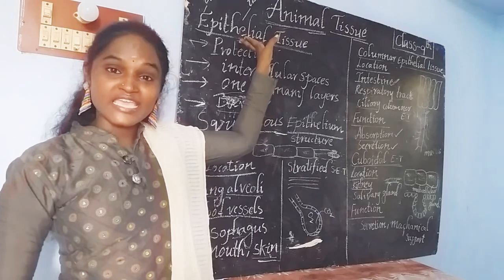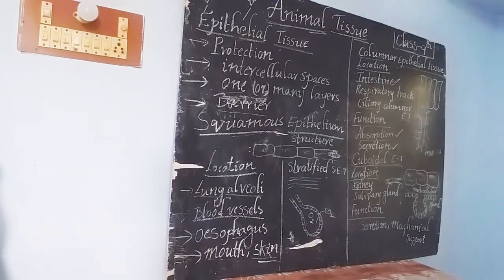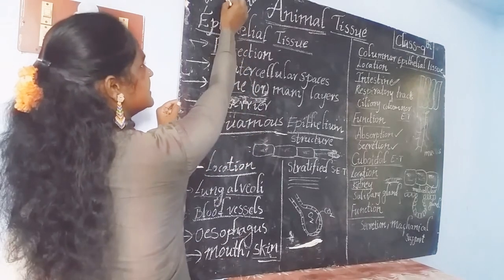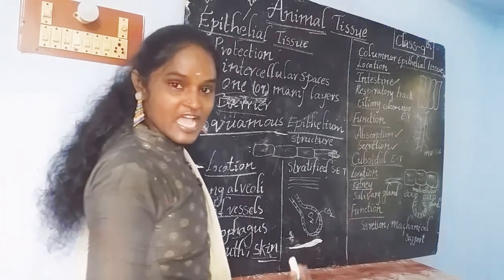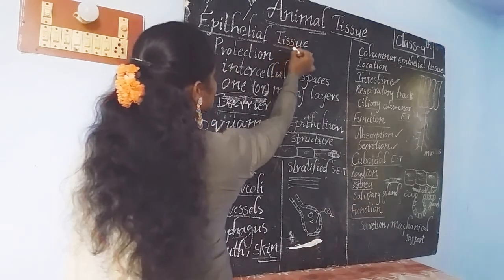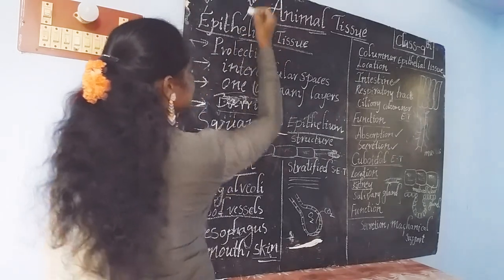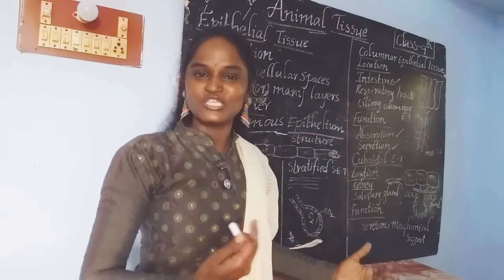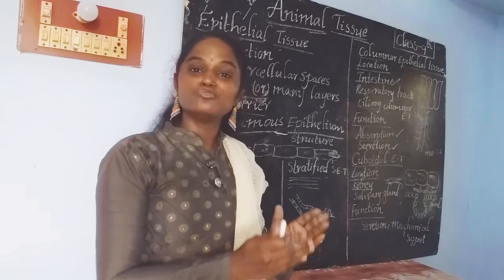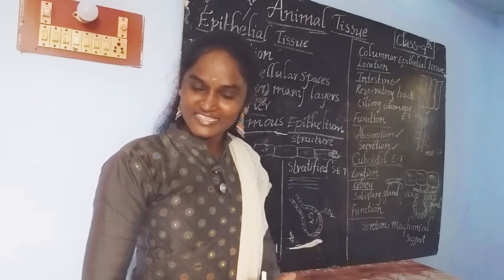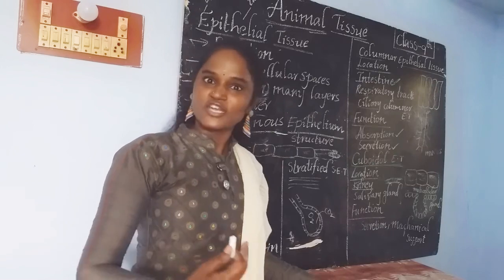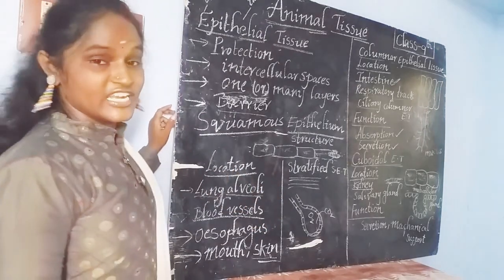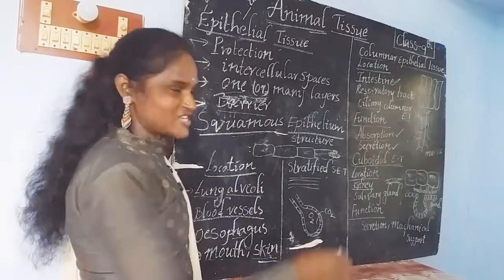What is meant by epithelial tissue? Here the word epi indicates outermost. Epi means outermost. And what is meant by thelium? Thelium means tissue. Epi, outermost; thelium, tissue. The outermost tissue is called epithelial tissue. Then what is the main function of this epithelial tissue? The epithelial tissue involves in protection.